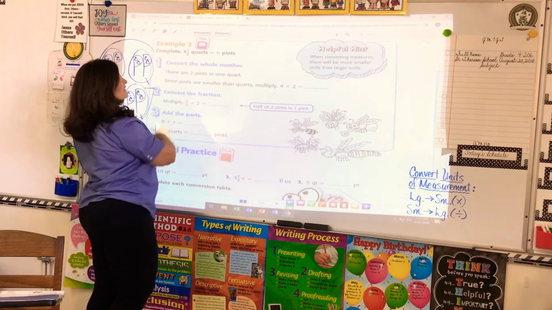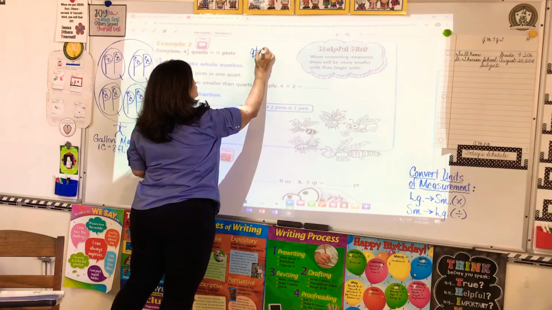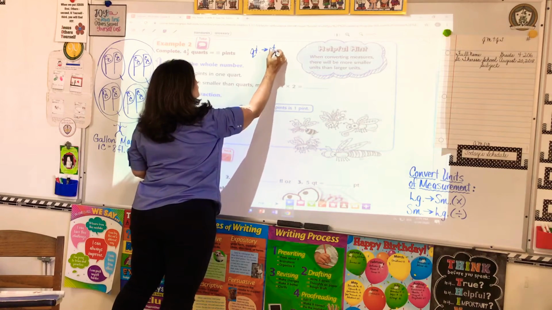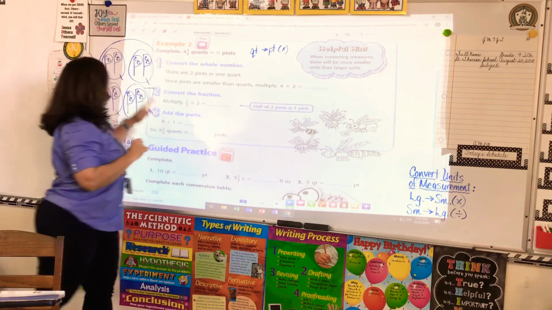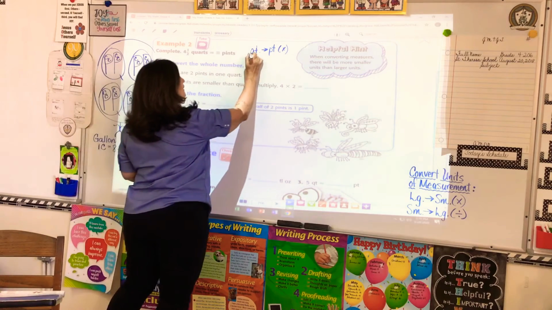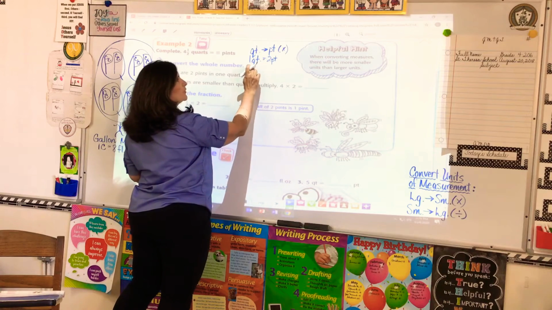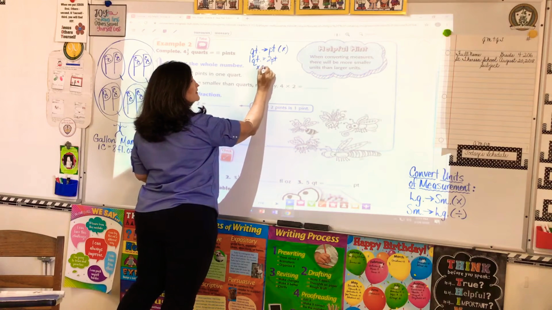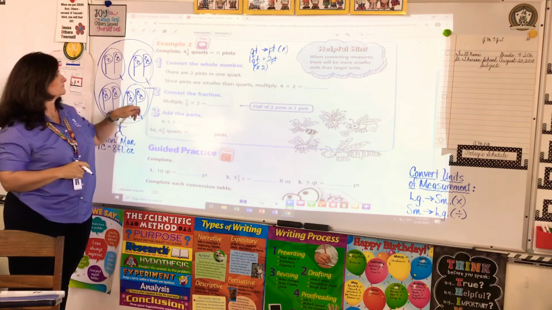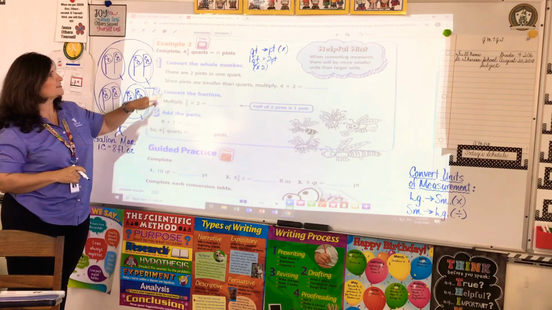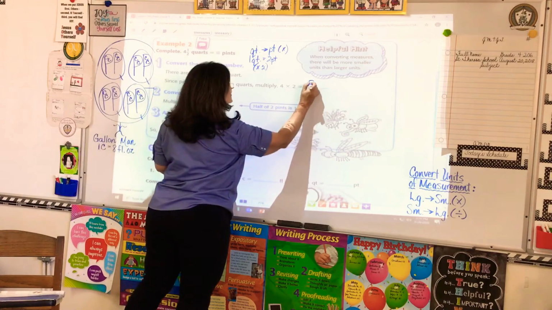Once again, we want to see the relationship. Convert the whole number first. So we're going from quarts to pints. Larger to smaller, we want to multiply. According to Gallon Man, 1 quart equals 2 pints. So every time we're going from quarts to pints, we multiply times 2. There are 2 pints in 1 quart. Since pints are smaller than quarts, you multiply the 4 here times 2, which is 8.